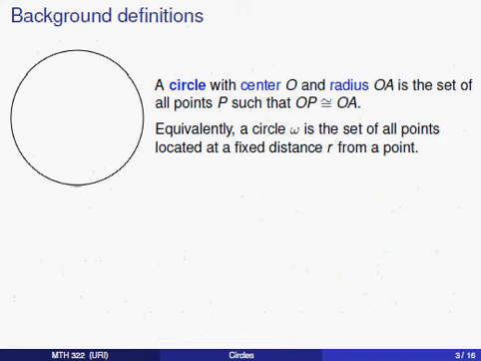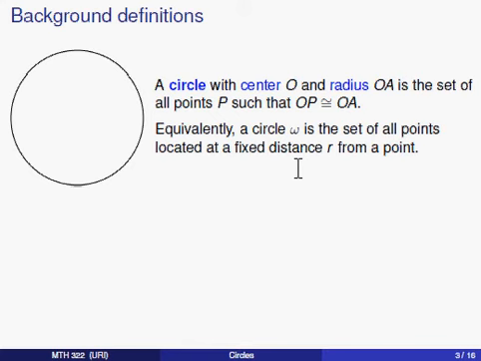To go back to our basic definition, earlier in the semester we defined a circle with center O and radius OA to be the set of all points P such that OP was congruent to OA. So in other words, if the center is O and A is a point on the circle, we'll take the circle to be all the points P such that the segment from O to P is congruent to the original segment from O to A.